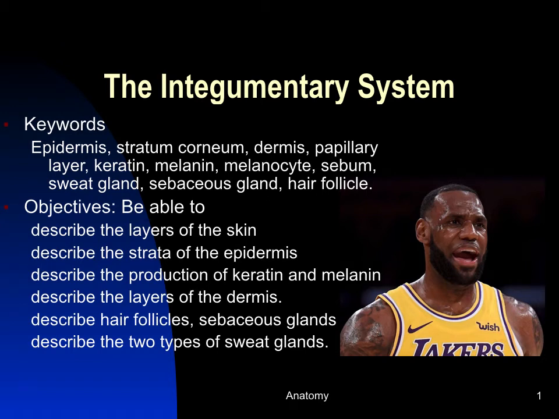All right, this is chapter 5, the integumentary system, or the skin. It's a long chapter. It's our first organ system. And so we're going to talk about the layers of the skin, the strata of the epidermis, keratin and melanin, where they're produced and how they're produced. We'll talk about the layers of the dermis, and then the accessory structures: hair follicles, sebaceous glands, and sweat glands.